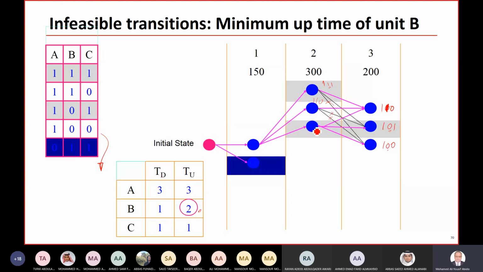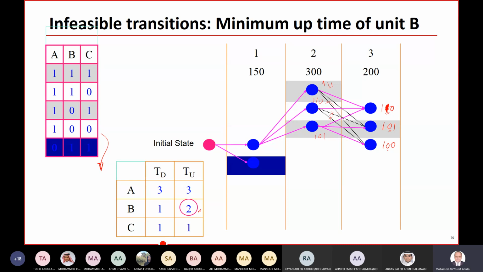Let us investigate this one. This combination is 101, and if you go to 110, there is no problem. You switch it on here, no problem. And if you have 101 to 101, there is no problem. From 101 to 101, this is okay, no problem, because you keep it off here for 2 hours. So no problem.